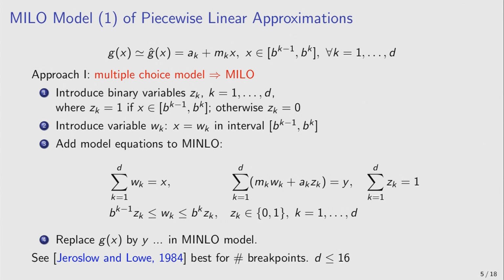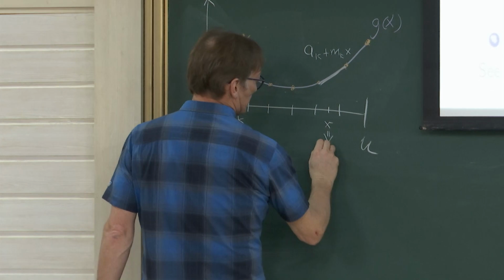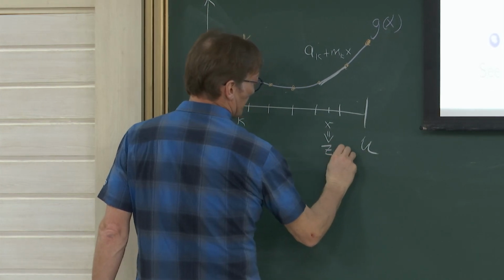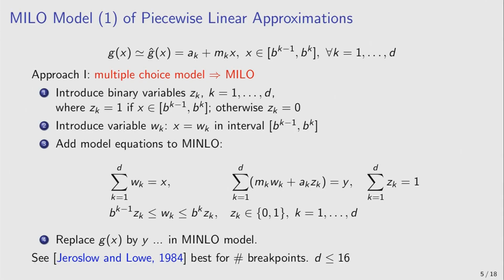So the first approach is a multiple choice approach. So we introduce binary variables that tell us whether we are in an interval or not. So z_k is 1 if we're inside this interval. So if I'm inside this interval here, if this is my current point, then I want z_k to be equal to 1. And if I'm not in that interval, then I set it to 0.